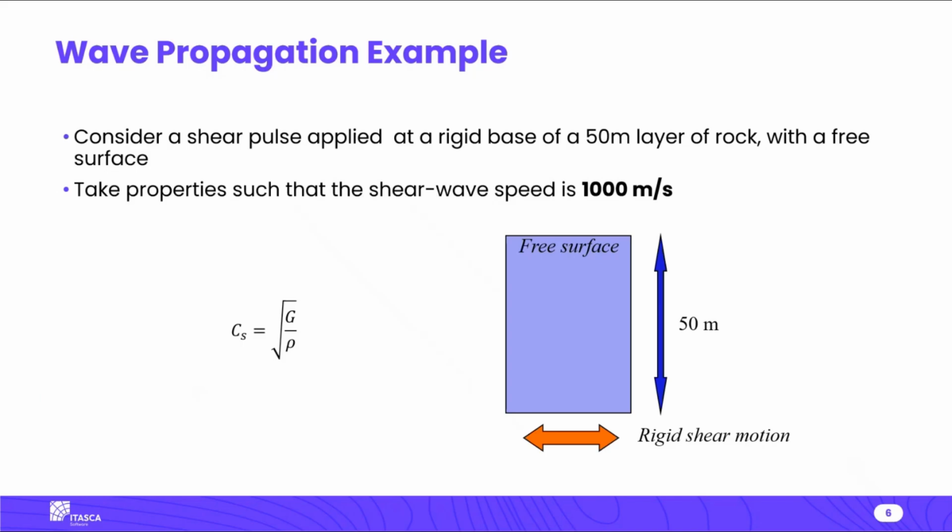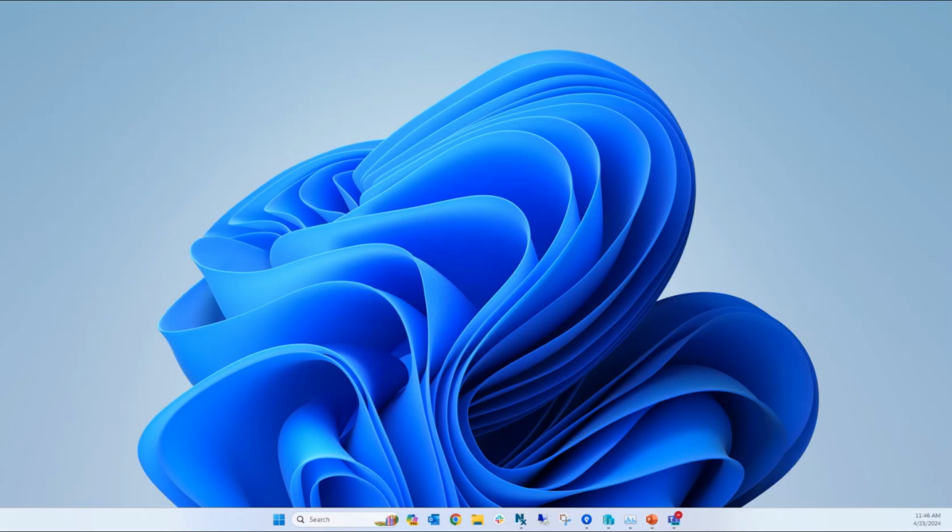And what we'll do is we'll apply an X motion at the bottom, and we'll see a shear wave propagating up through the model. And then we can do all kinds of things like look at the effect of different surfaces and damping and boundary conditions and so on. So I'll just escape out of this PowerPoint and start 3DEC.